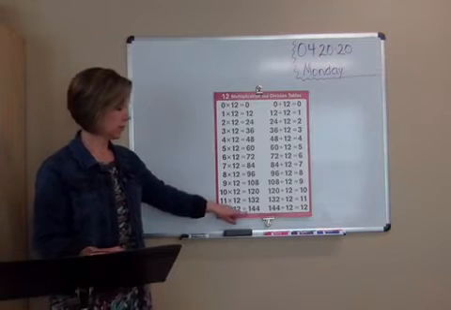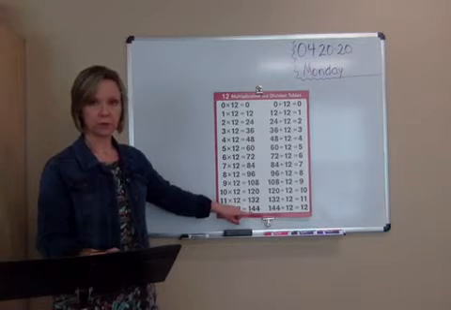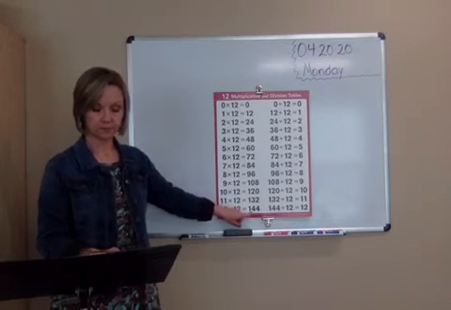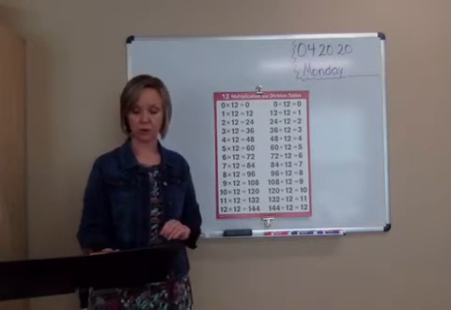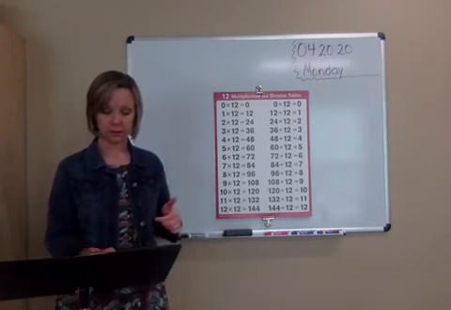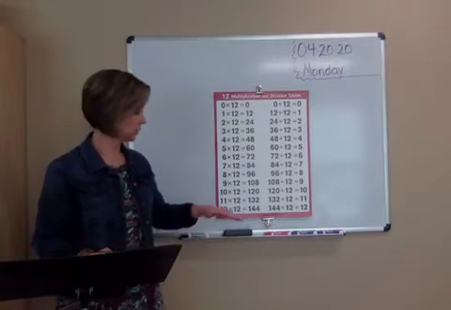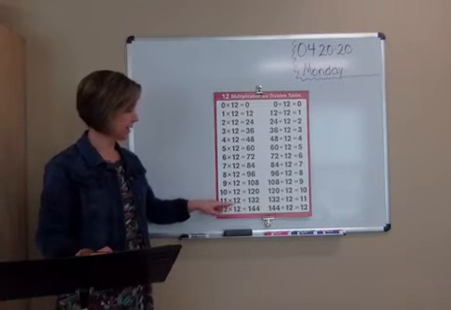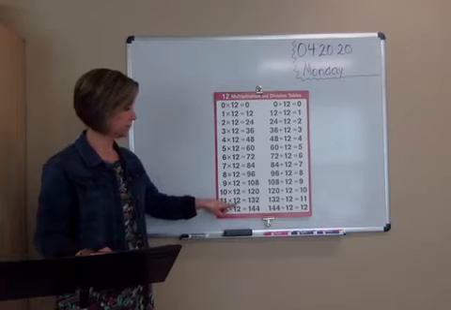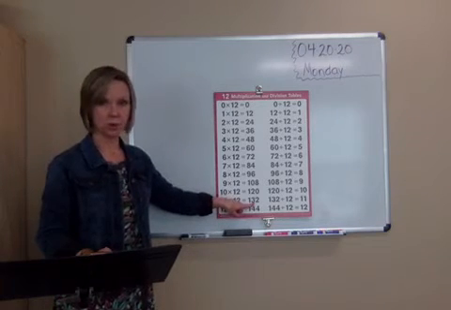12 times 12 equals 144. And then again, as a review, they've given you the twin to that: 12 times 11 equals 132. It doesn't matter if it's 11 times 12 or 12 times 11. The product is still 132.